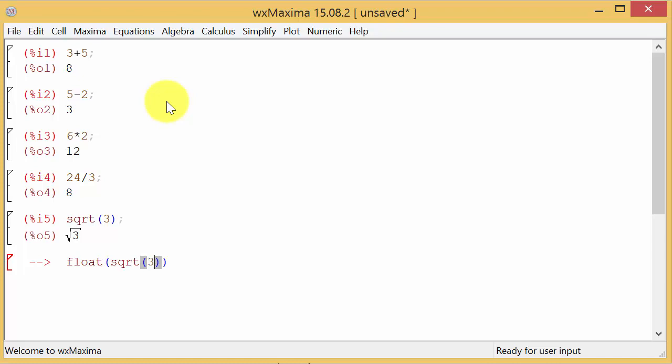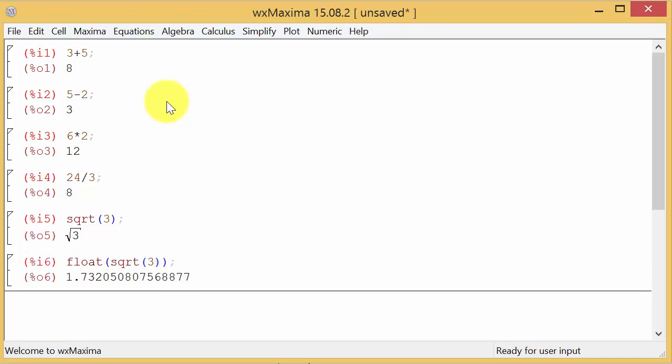Let me type this in again, I want to show you something. Notice when we type in float and hit the parentheses, it puts the open and closed parentheses in there for float. Then we can type in SQRT, and the 3 has to go in parentheses. Once again it puts the open and closed parentheses in there, and we just type 3. Then we hit enter, and it gives us the decimal approximation.